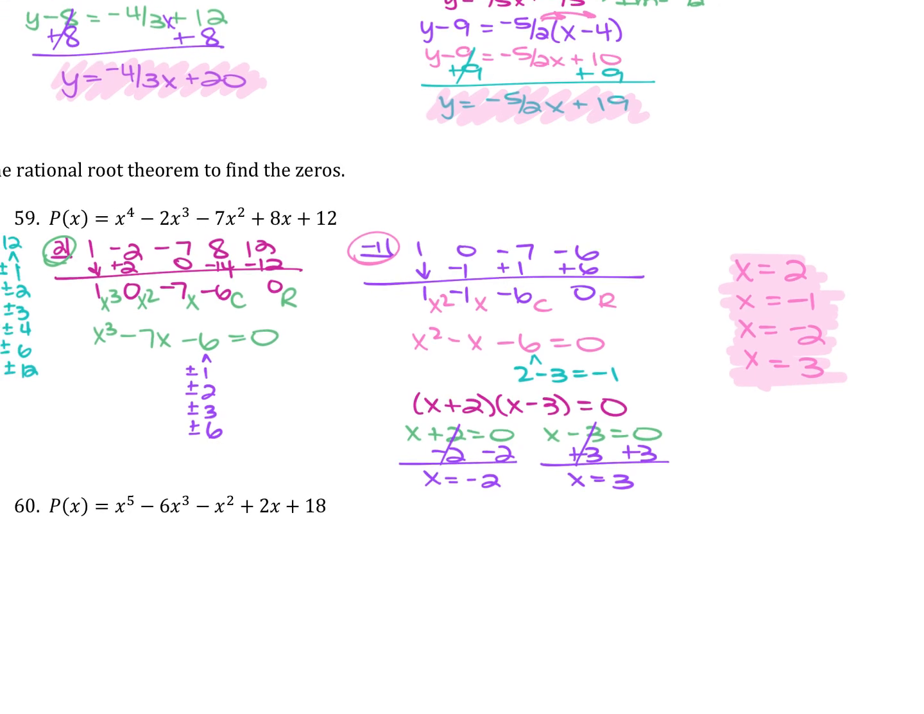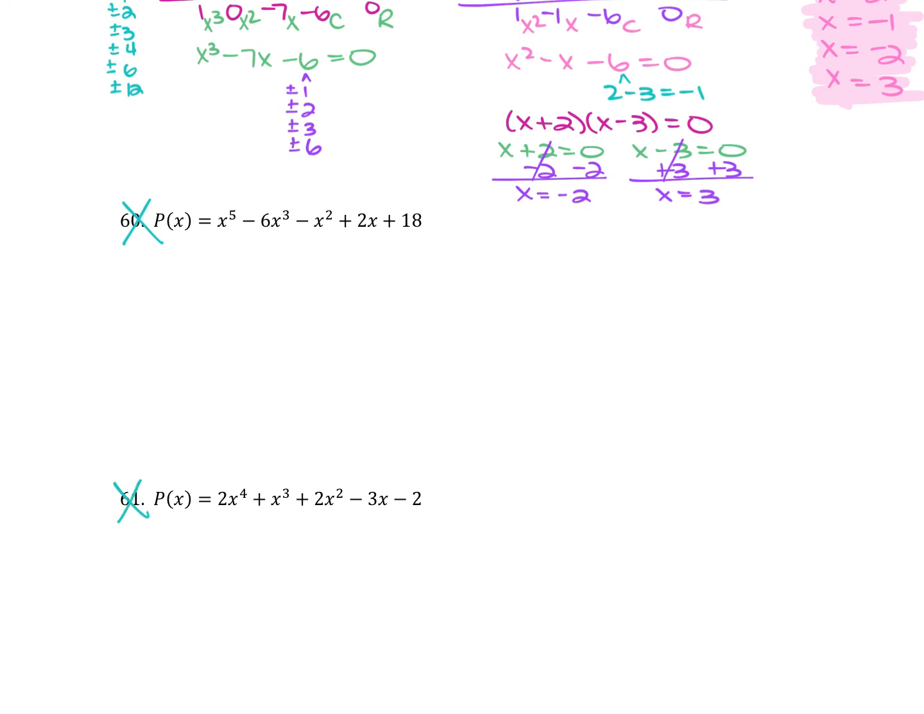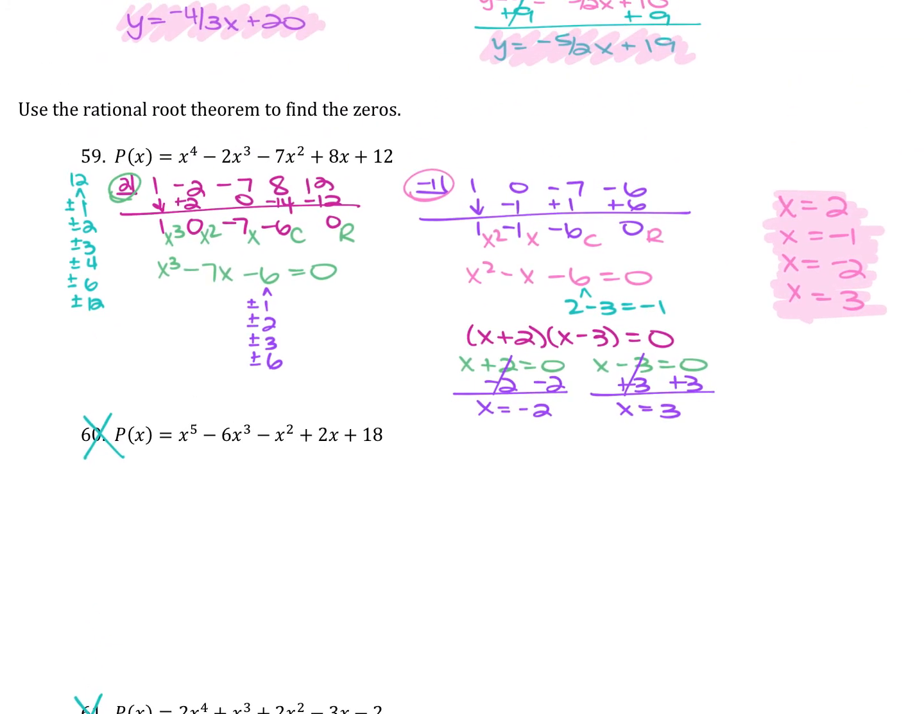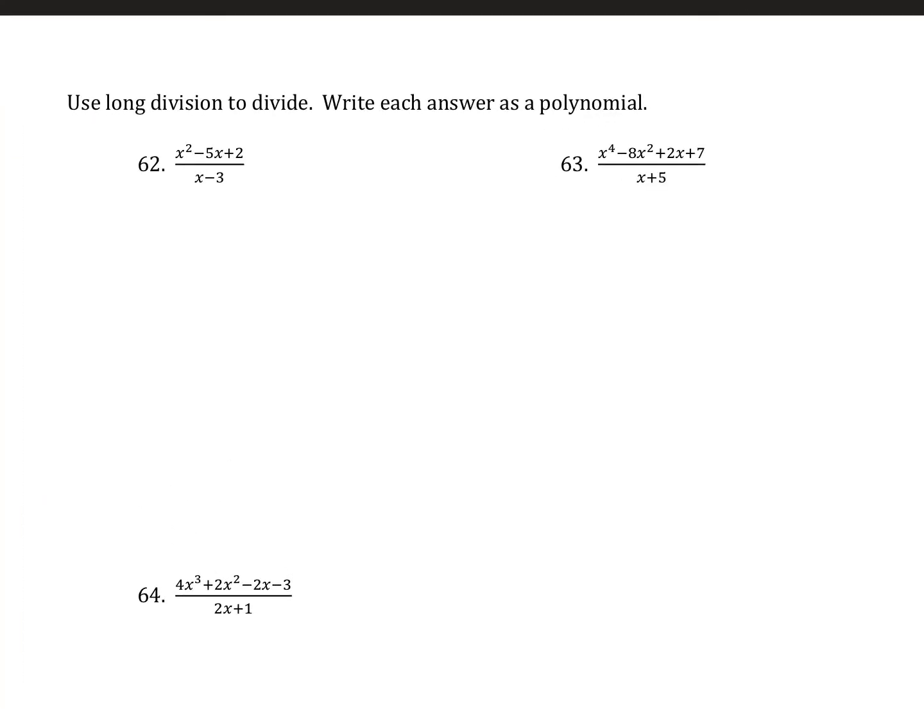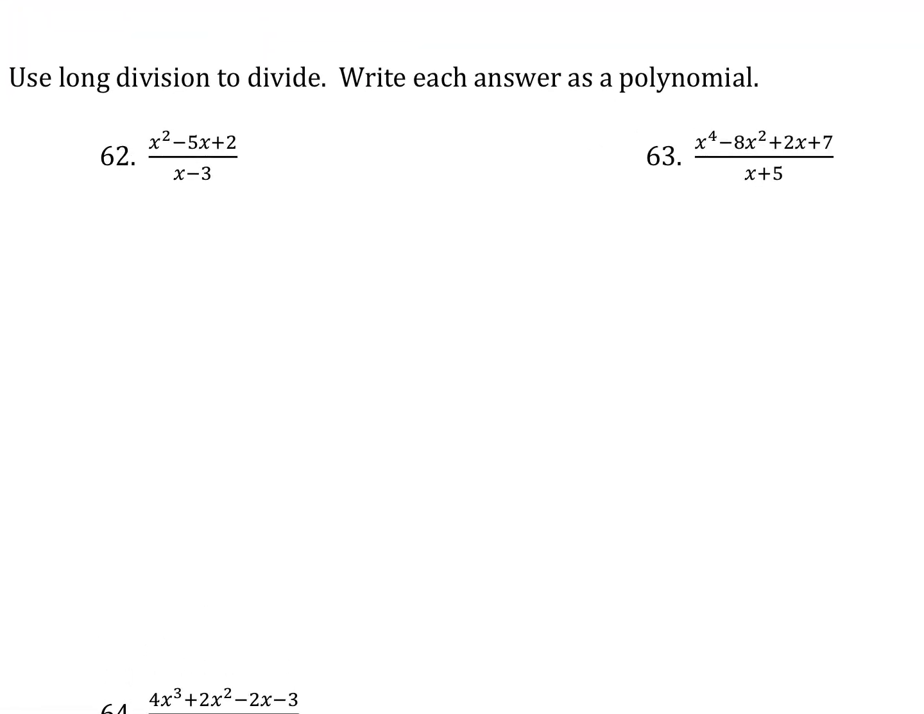We are going to skip 61 and 60 because both of those do not factor out correctly and they do not work the right way. So skip those. We're going to move on to 62, which is long division. With your long division, whatever's on the bottom of your fraction goes on the outside, up top goes inside. So for 62, you have x squared minus 5x plus 2 over x minus 3. The x minus 3 is going to go on the outside. On the inside, you'll have the x squared minus 5x plus 2.